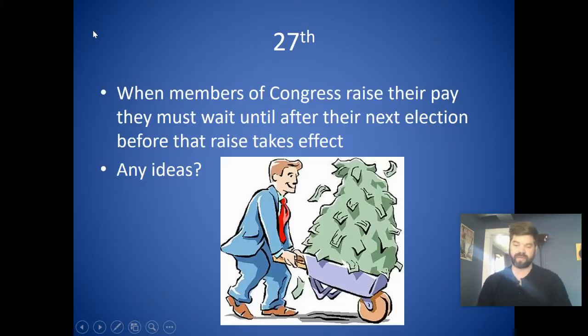The 27th Amendment: when members of Congress raise their pay, they must wait until after their next election before that raise takes effect. Okay, this is to avoid them saying, I'm going to raise my pay and it takes effect immediately. They don't have to face the voters. This makes members of Congress face the voters before they get any pay raise. Okay, I can't think of a memory aid for this one.